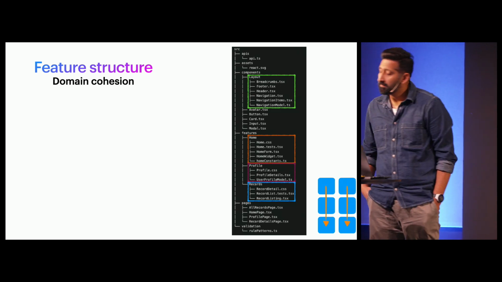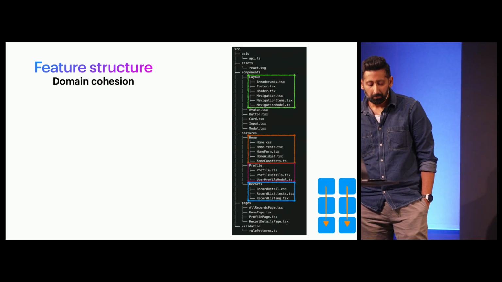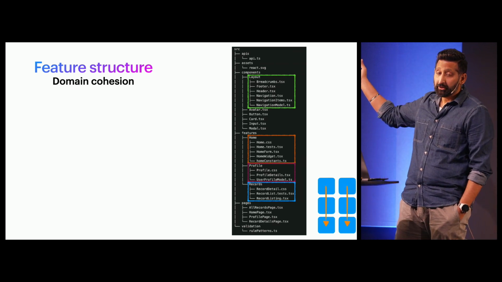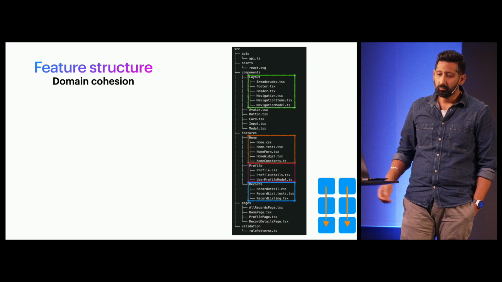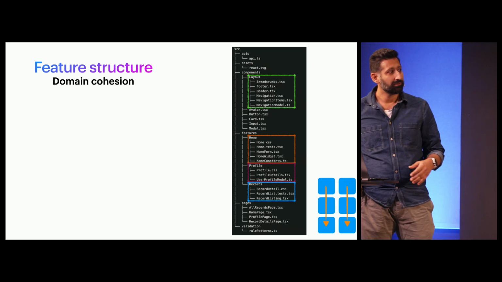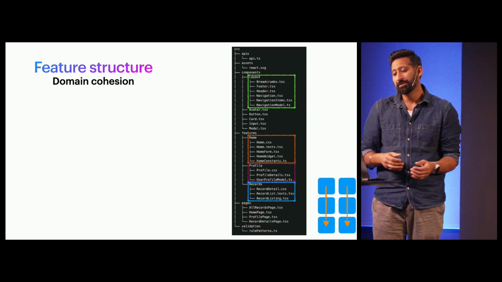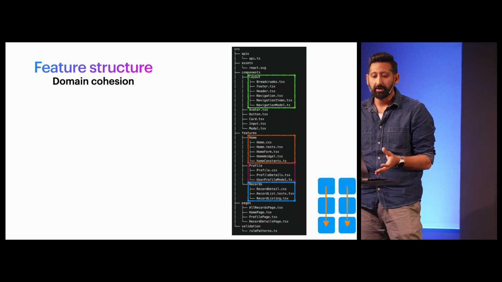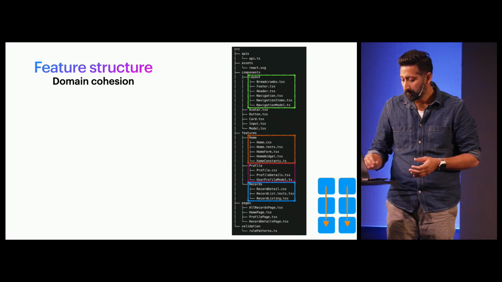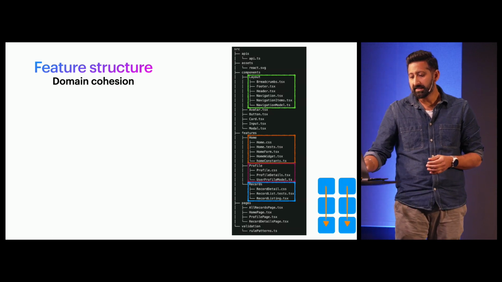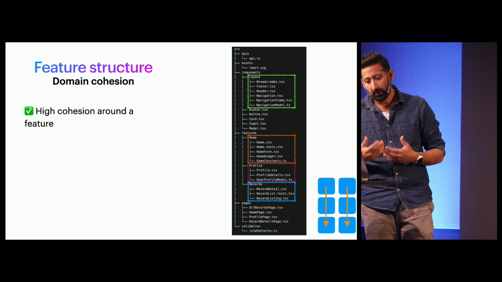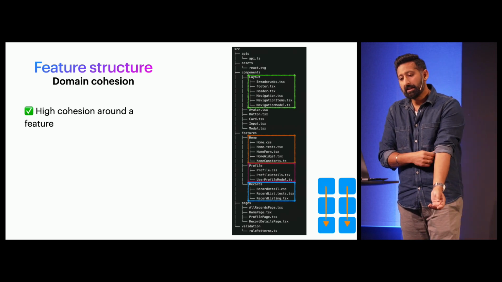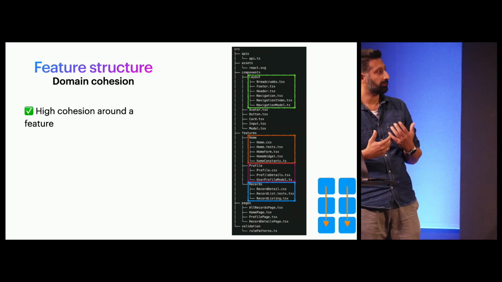So moving over to something I like to call the feature structure, and looking at this, the principle behind this is basically domain cohesion. Now, with domain cohesion, I'm not talking about the domain as a website. I'm talking about the problem domain of the application. So what is the problem you're trying to solve with this application? So instead of technical groupings, we have high cohesion, meaning we group things together around a feature. And the feature should be talking about something around the domain.